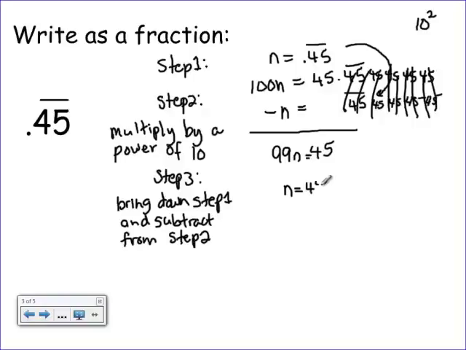Write as a fraction. Of course, we always have to reduce. So let's see there. 9 goes in there 5 times. 9 goes there 11. So that is your fraction, 5 over 11. And if you don't believe me, take out your calculator, do 5 divided by 11, and you're going to get 0.45 repeating.